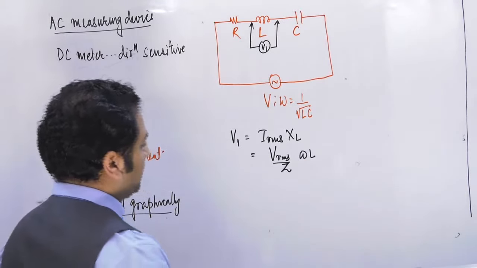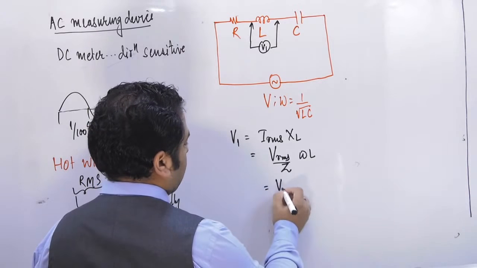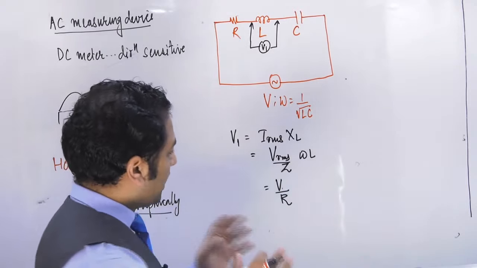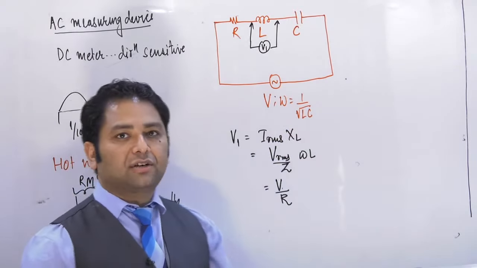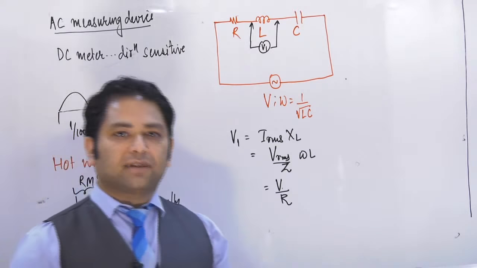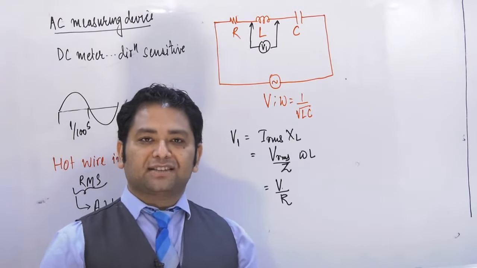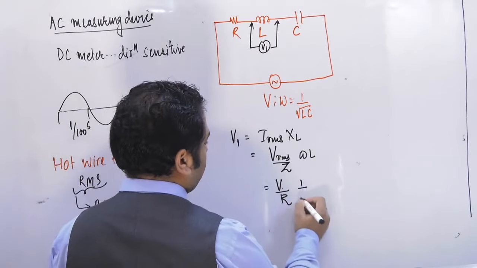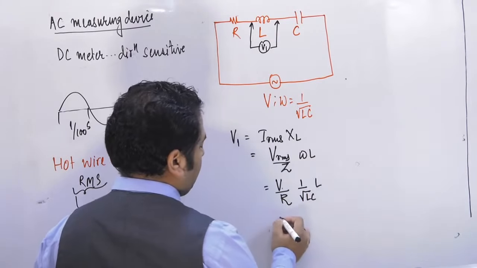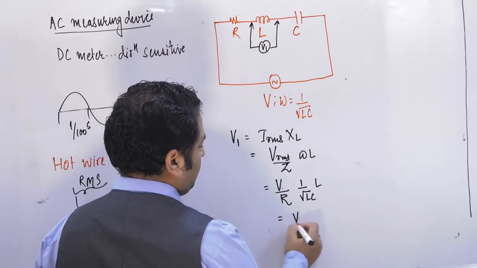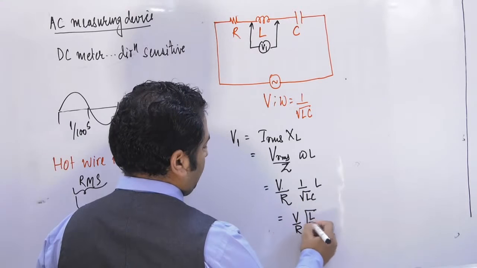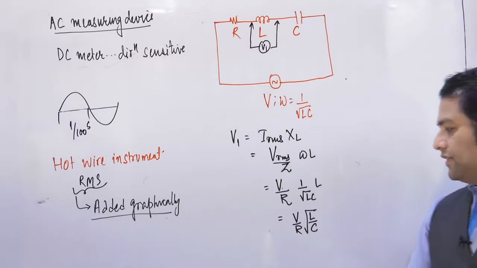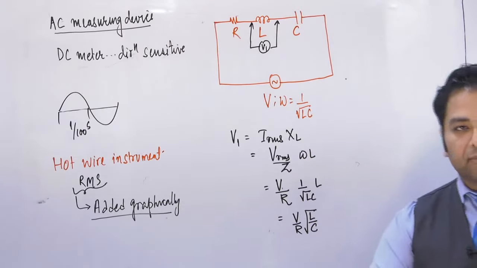And after that you would find one more thing, that this VRMS is V, but the value of Z will be equal to R. Why so? Because the condition of resonance has been given, and under resonating condition the total impedance is equal to resistance. And omega is 1 by root LC multiplied by L. So this comes out to be V by R under root of L by C. That will be the reading of the device, V by R under root L by C.